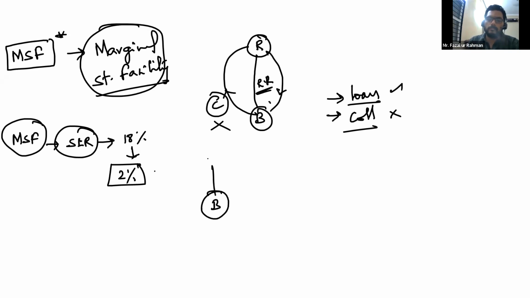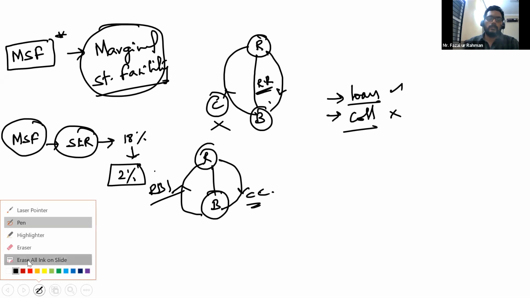So what will banks do? Banks will approach RBI, and RBI is going to lend to you, and you are going to give SLR securities to RBI. Now, one basic question I'll ask you: what is the basic difference between repo rate and marginal standing facility? I'll tell two differences. These differences are quite enough for you to understand the concept of MSF.